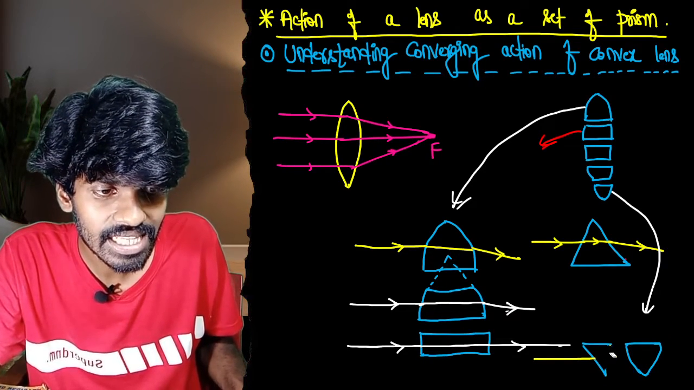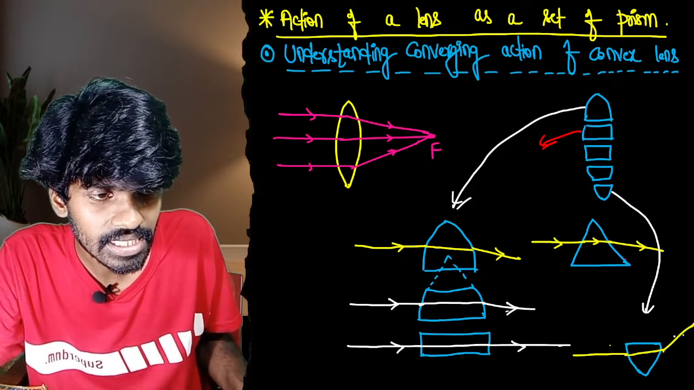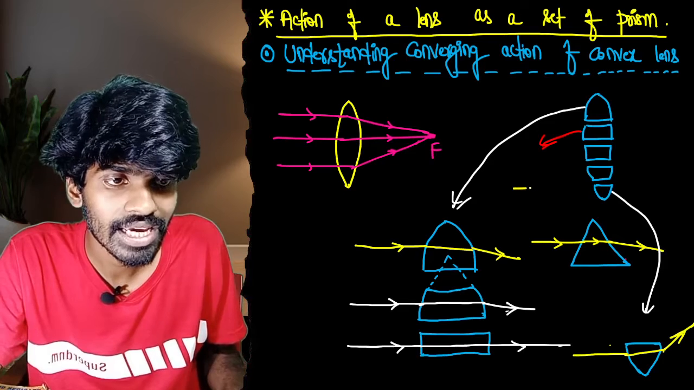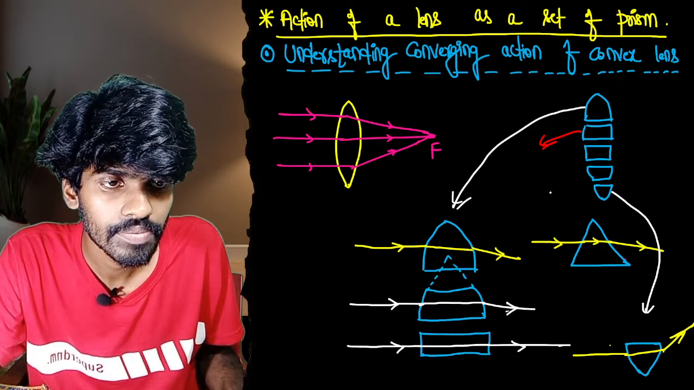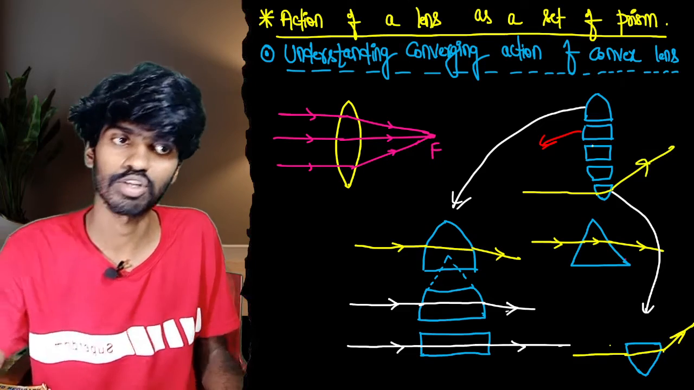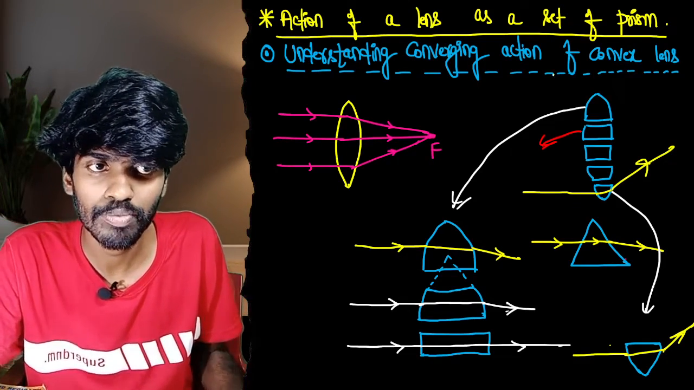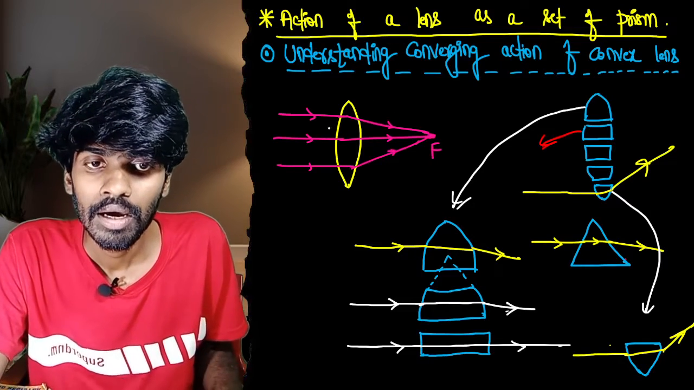So similarly, this will happen in this situation. It will deviate toward the base and will go like this. So here you can see, if it is coming, it will bend and go like this. Okay, so this is the analysis of the convex lens. I hope it is clear to you.